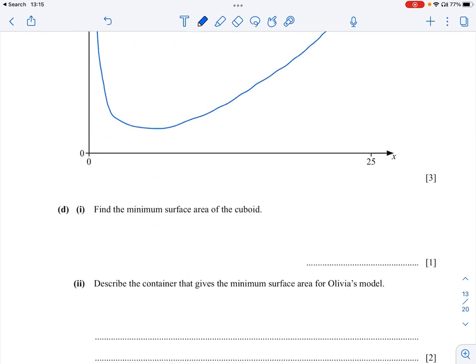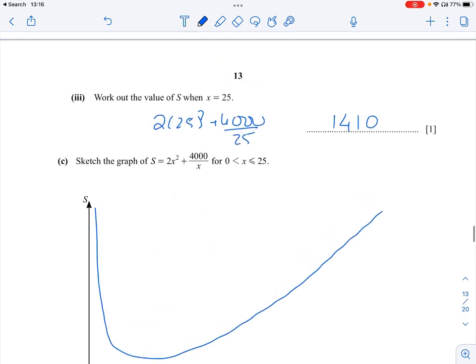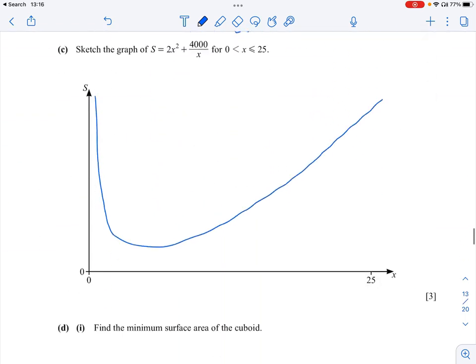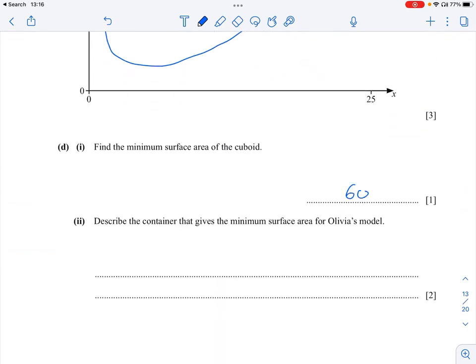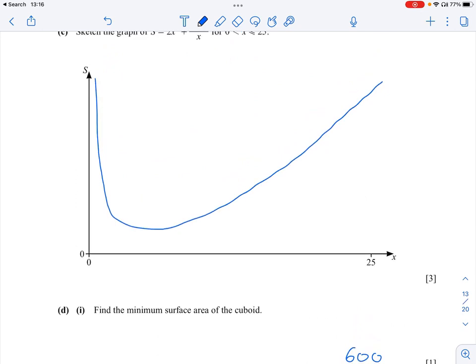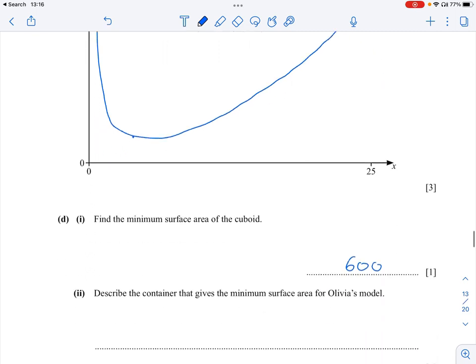Next, find the minimum surface area of the cuboid. So what is he asking us to find? The minimum surface area of the cuboid. How should I be able to get it? The minimum surface area is going to be nothing but 600. For this, we can get the exact point from the calculator; you can check that the minimum point of this curve should be about 600.